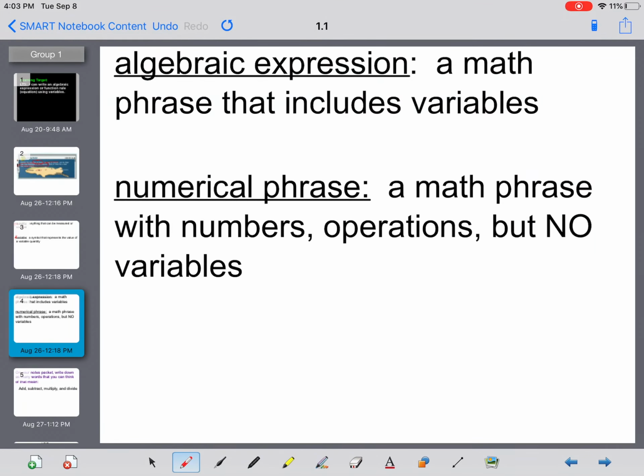The next two vocab words are algebraic expression and numerical phrase. An algebraic expression is a math sentence that has variables. A numerical phrase is a math sentence that has no variables.